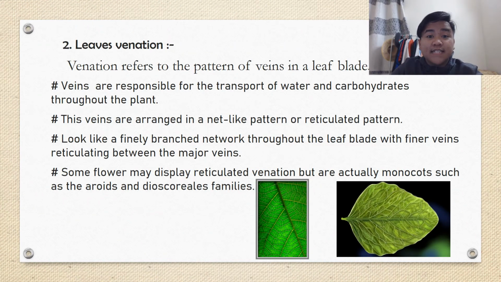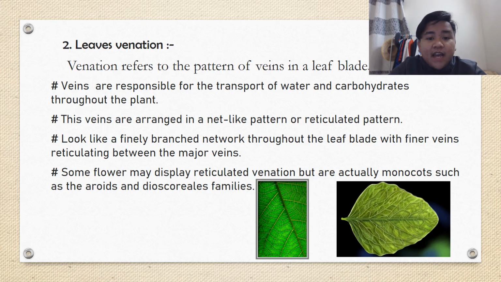The second one is leaf venation. Venation refers to the pattern of veins in a leaf blade. These veins are responsible for the transport of water and carbohydrates throughout the plant. In dicots, these veins are arranged in a net-like or reticulated pattern. The veins in such a leaf appear like a finely branched network throughout the leaf blade, with fine veins reticulating between the major veins.